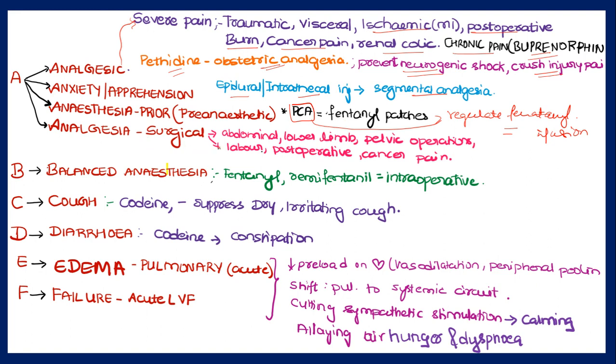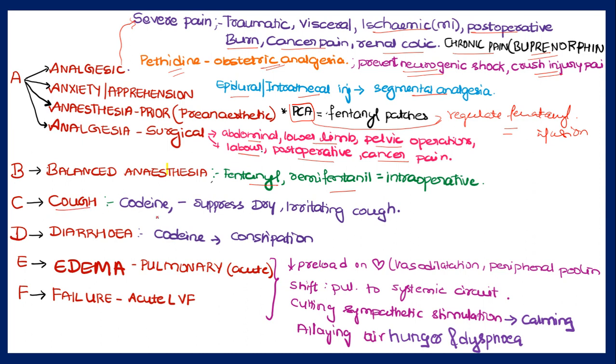Surgical analgesia is mainly useful in abdominal operations, lower limb operations, pelvic operations, and also during labor, as well as in post-operative and cancer pain. In balanced anesthesia, you can use fentanyl or remifentanil as an intra-operative agent because it reduces the dose of anesthesia and complements the analgesic action as well as the anesthetic action.